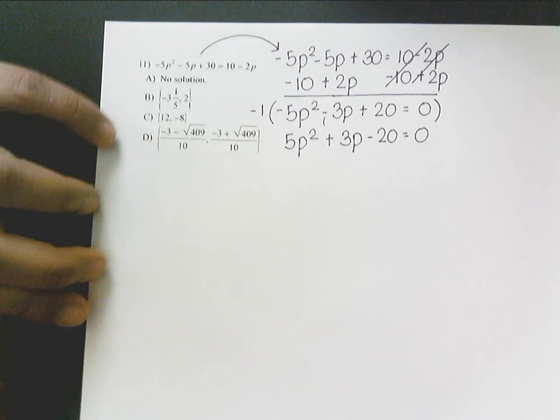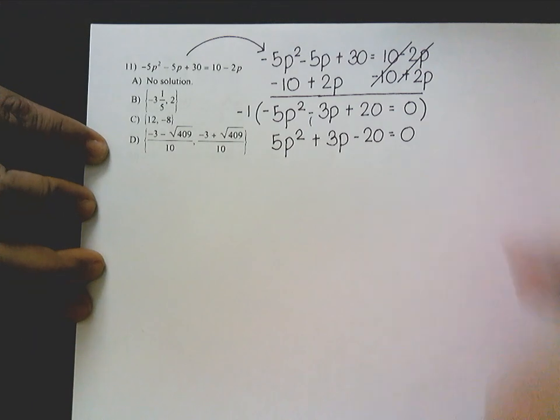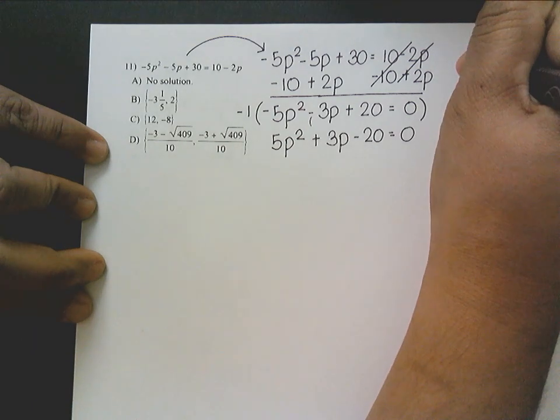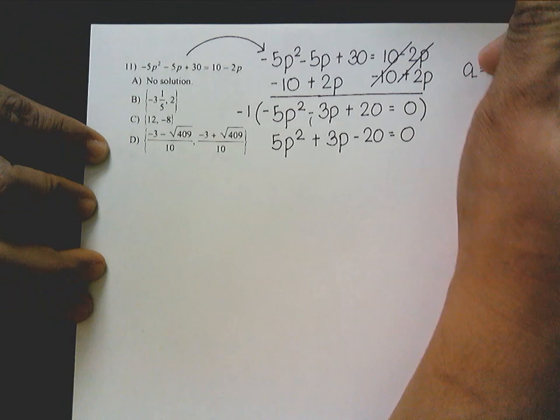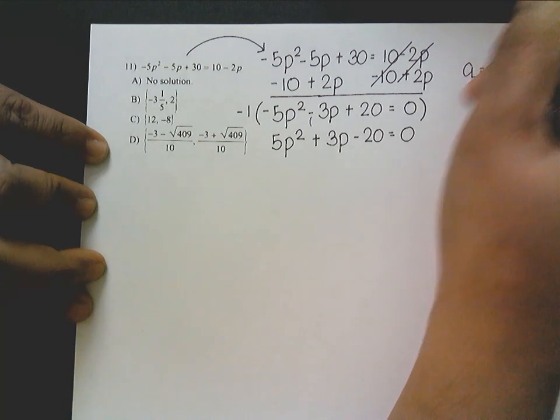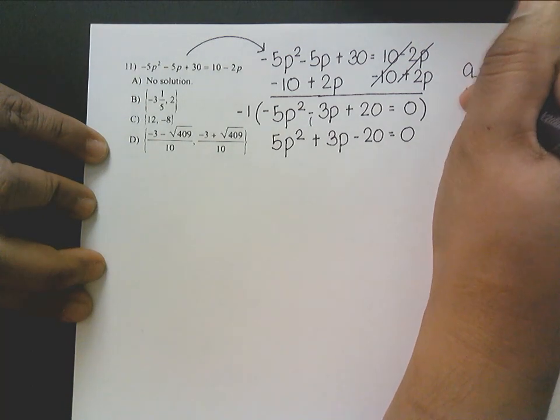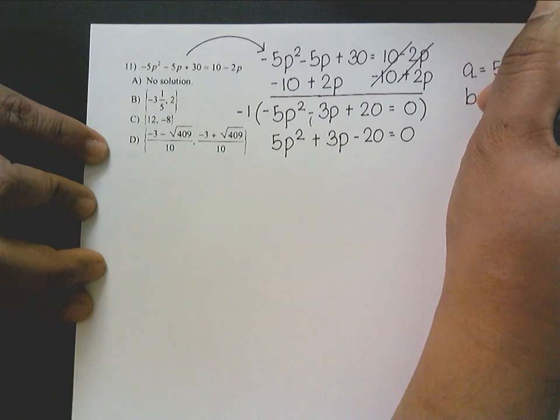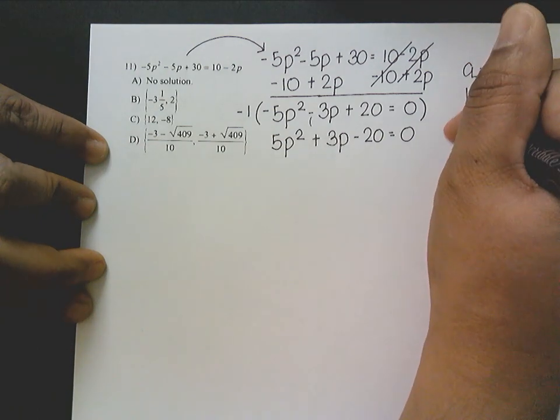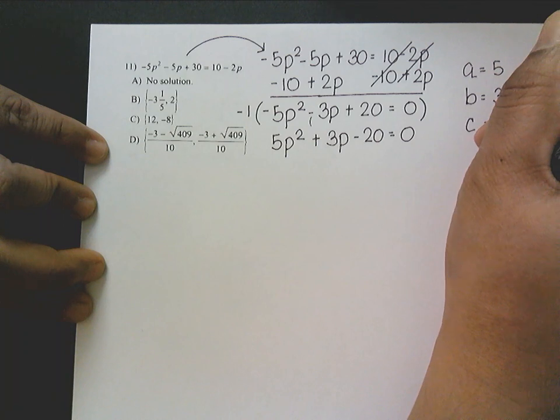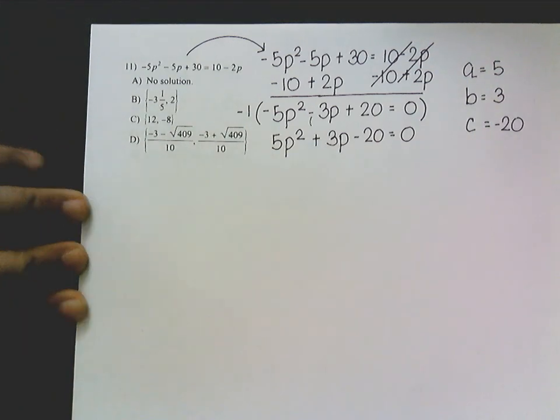So now I have my variables. My a is going to be a positive 5. My b is going to be a positive 3. And my c is a negative 20. So your variables are identified now.